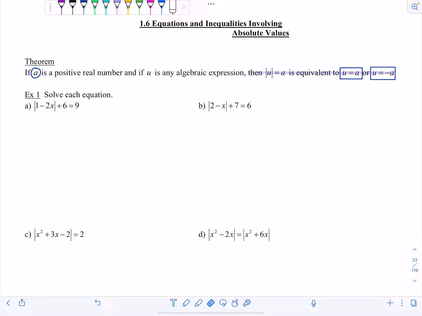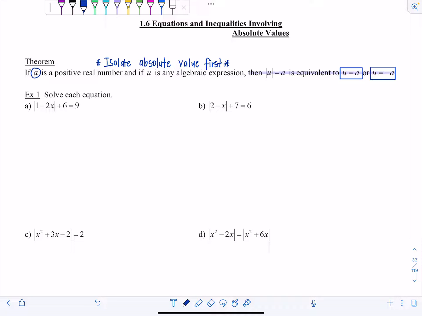Okay? So let's look at some examples here. Before you drop the absolute value bars and rewrite the two equations, you need to always isolate the absolute value expression first, okay? All right, there's a good reminder. So now we're ready to roll.